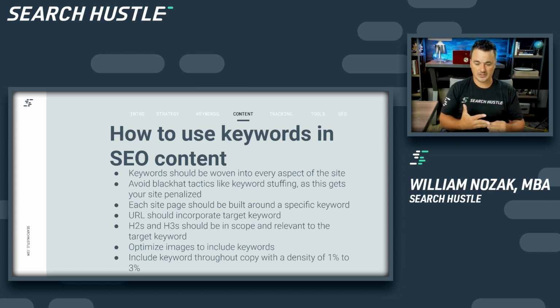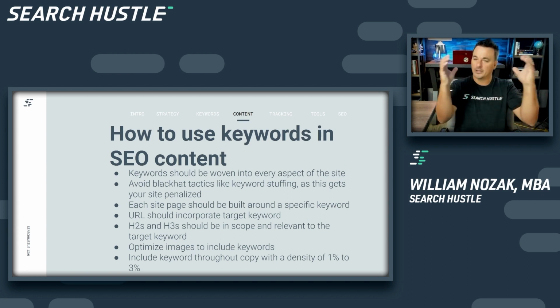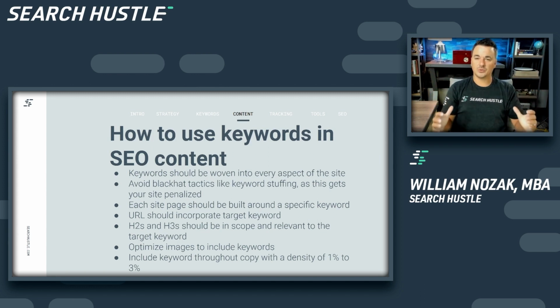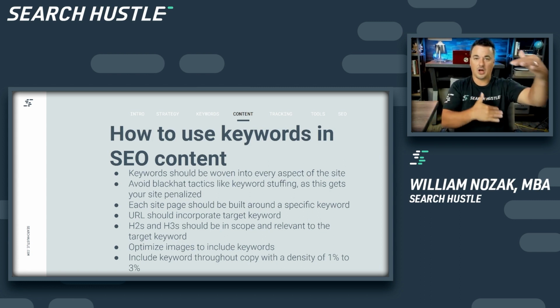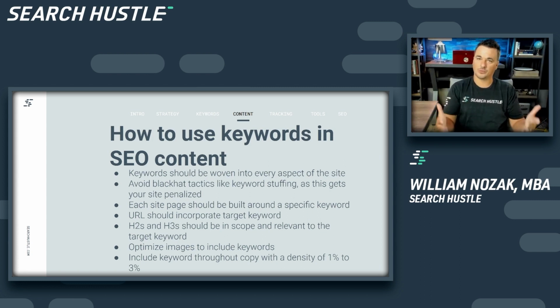H2s, H3s should be in scope, relevant to the target keyword cloud. We want to include that in the H2s. People don't read web pages like they read a book. We don't just read 10 pages with no header. On a web page, we scan content. That's why we use a lot of white space when we're writing. One and two sentence paragraphs is totally common and totally a good thing. We don't want to create these really blocky paragraphs. People don't read that way when they're reading websites.